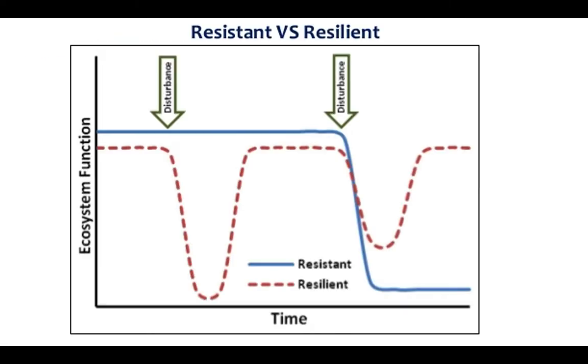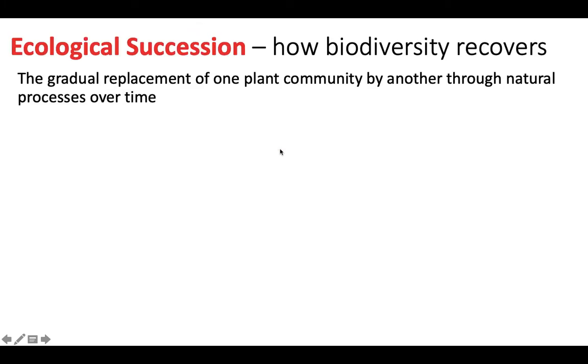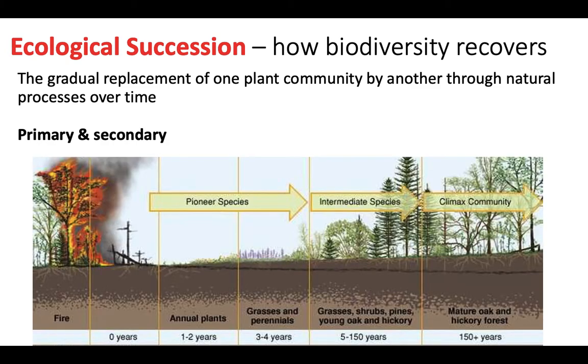Ecological succession is this process here. How does an ecosystem recover after a disturbance? And it's defined as the gradual replacement of a plant community by another through natural processes over very, very, very long periods of time. Two types that we'll talk about in this class: primary and secondary succession. And here's an example of secondary succession where the ecosystem after a fire starts to recover over some time. So let's start with primary succession.